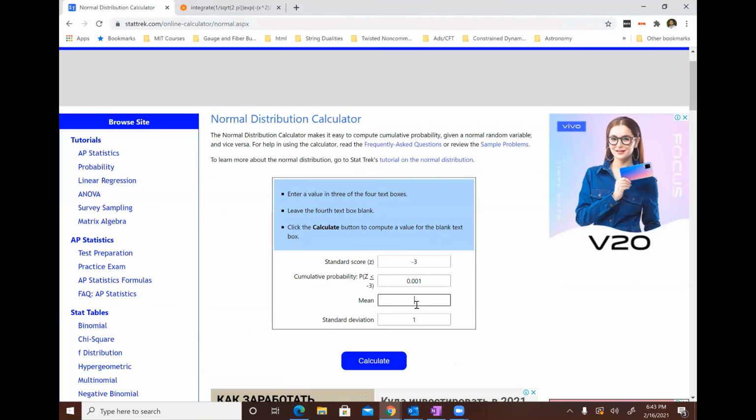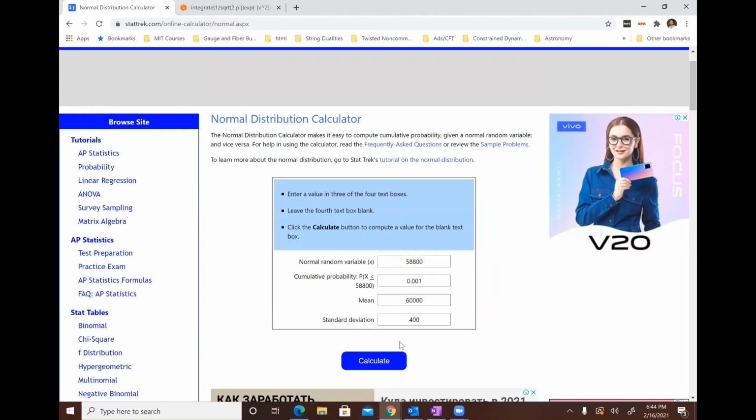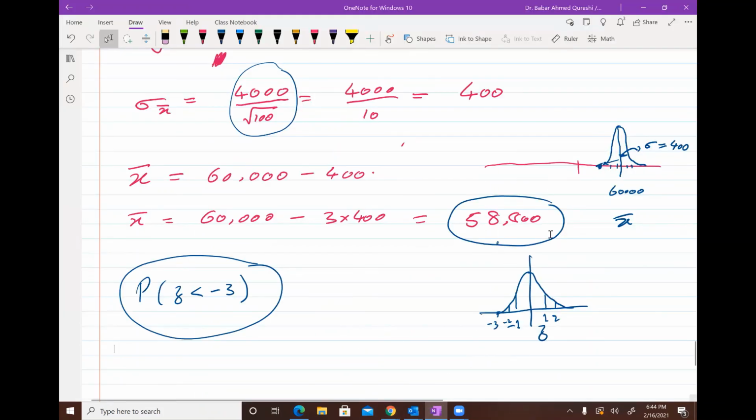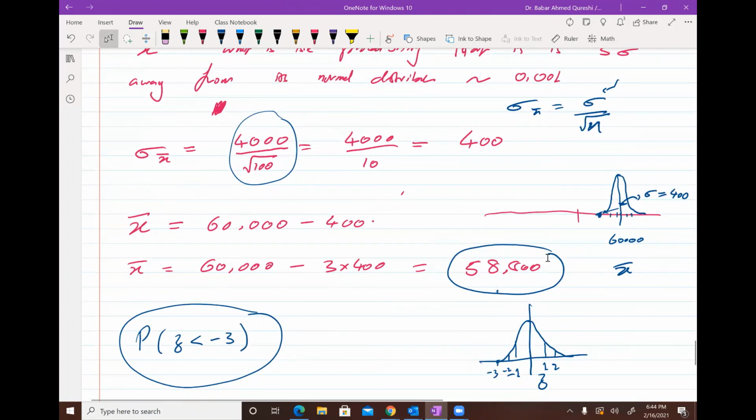I can do it this way. Standard deviation was only 400, and I was 58. It's 0.001 is the probability, so a 0.1% chance. So this gives you an idea, this formula for standard deviation. It is the standard deviation of the population divided by the square root of the sample size. It gives you the idea, can you even get this number when you make a mean?